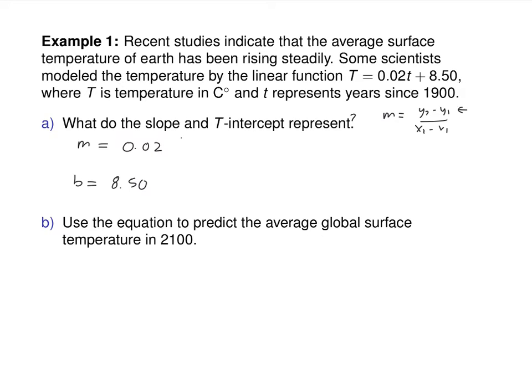What are capital T's units? Degrees Celsius per, and then what are the units of the x's, or in this case, lowercase t's? Years. So really it's degrees Celsius per year. So what does that 0.02 mean in a semi-complete sentence? The temperature is doing what? For each year that passes, the average temperature raises 0.02 degrees Celsius. And you said it well, you should say the average temperature.